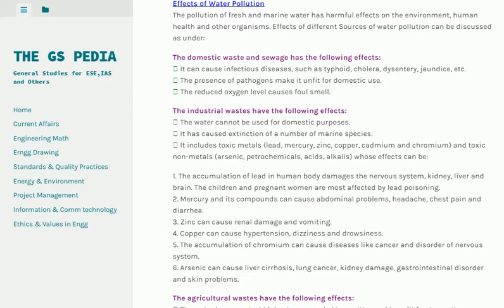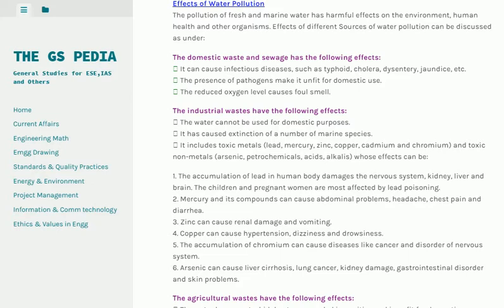2. Mercury and its compounds can cause abdominal problems, headache, chest pain and diarrhea. 3. Zinc can cause renal damage and vomiting. 4. Copper can cause hypertension, dizziness and drowsiness. 5. The accumulation of chromium can cause diseases like cancer and disorder of the nervous system. 6. Arsenic can cause liver cirrhosis, lung cancer, kidney damage, gastrointestinal disorder and skin problems.